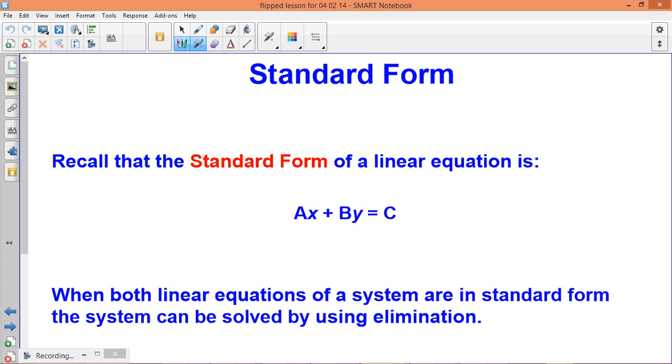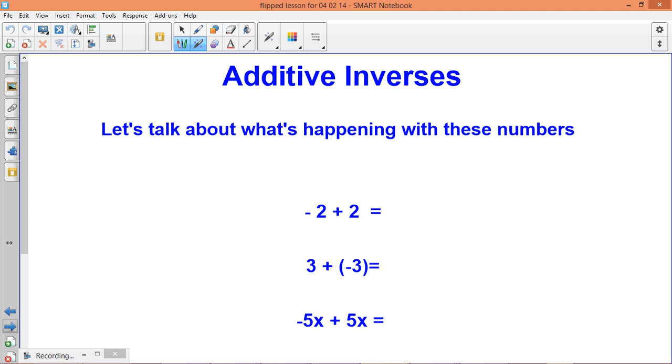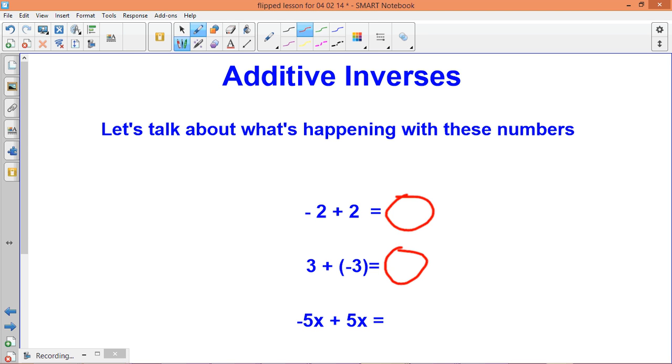But first, let's take a walk back into 6th grade, 5th grade, 4th grade, okay? And let's just answer a couple of questions. -2 plus 2 equals what, everybody? Anyone? For those of you who said 0, you're absolutely correct. What about 3 plus -3? Anybody? Once again, 0. But wait, what about -5 plus 5?